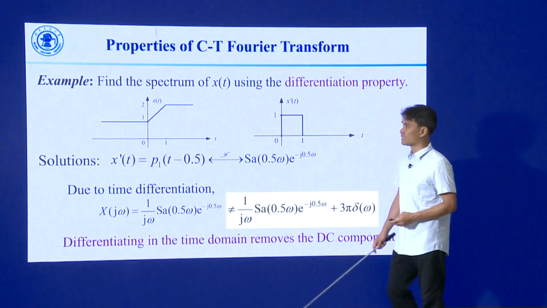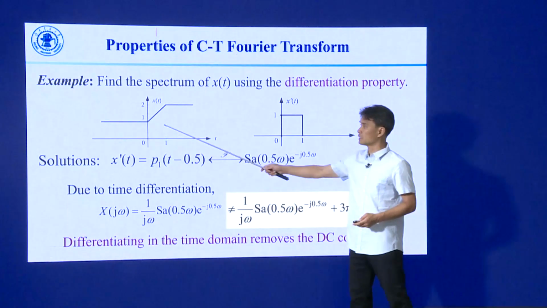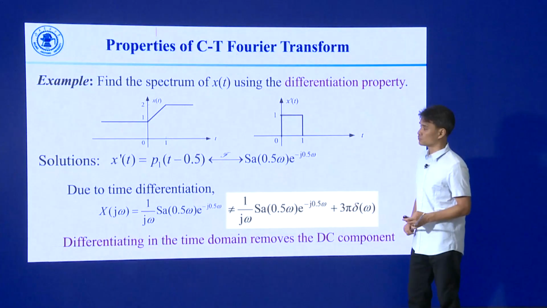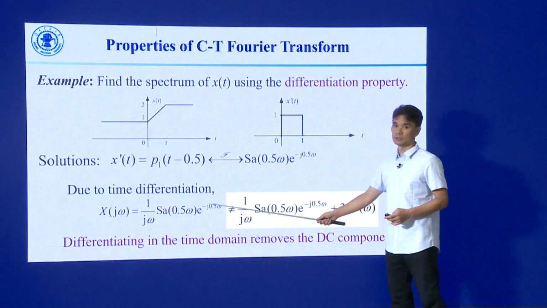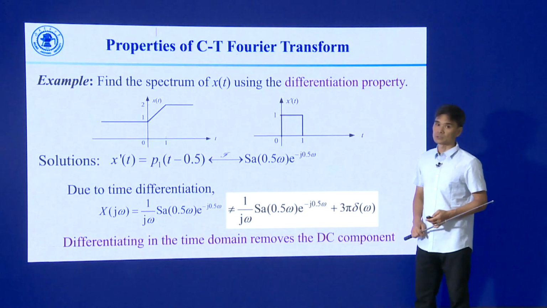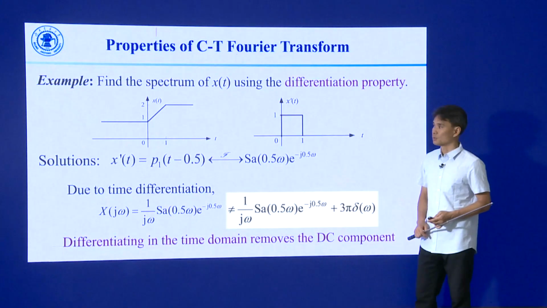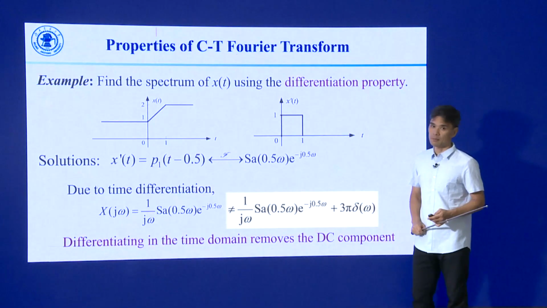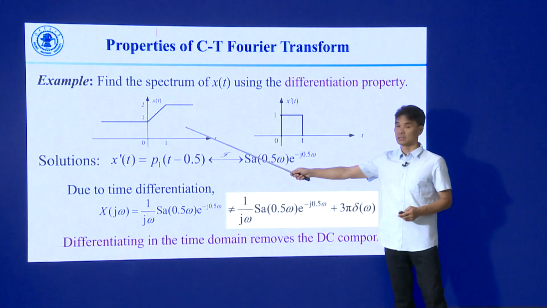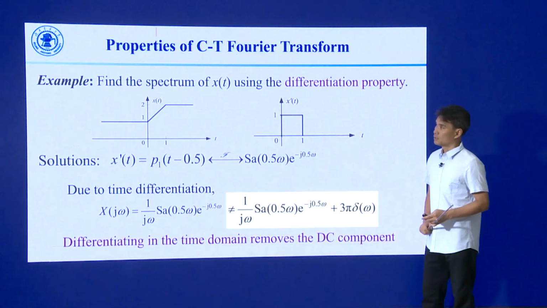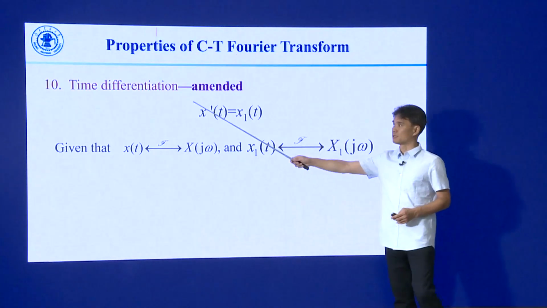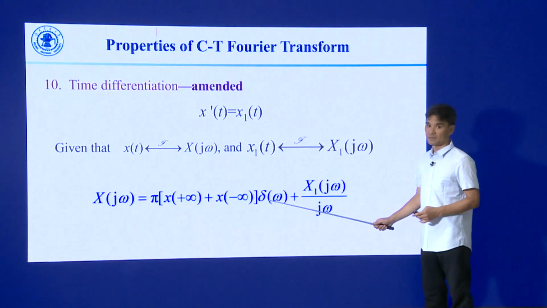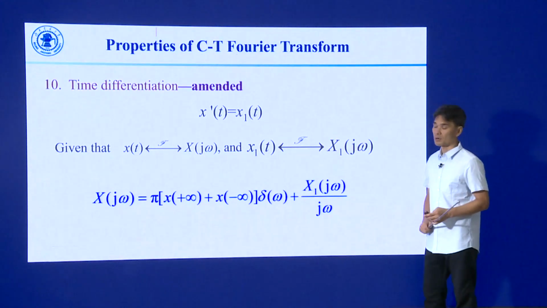When we do the derivation in the time domain, any DC components will be lost. So that is the reason we can see there's some difference in here. So when we try to use the time differentiation property, we need to pay attention to the DC components, or we need to compensate for the DC components in the original signal. Therefore, we try to modify the time differentiation property. And here is the modified version of the time differentiation property.